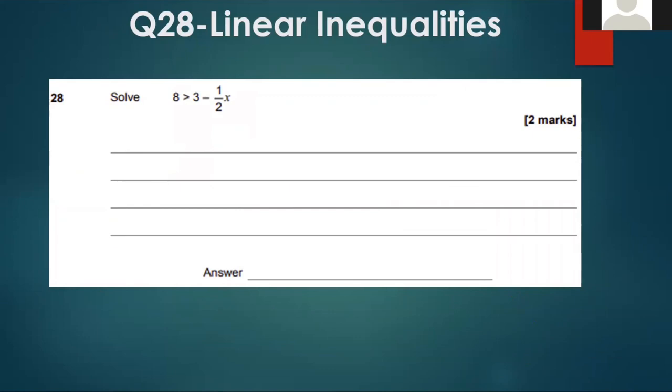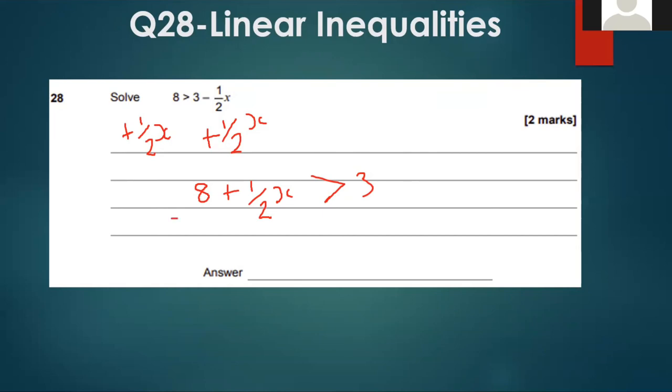Question 28, guys. So it's solving 8 is bigger than 3 minus a half x. So what I'm going to do first, guys, is add a half x to both sides. Okay, so I'm trying to work out x on its own. So I'm going to have 8 plus a half x is greater than 3. Solving an inequality is the same way as solving an equation, but you keep the sign the same.